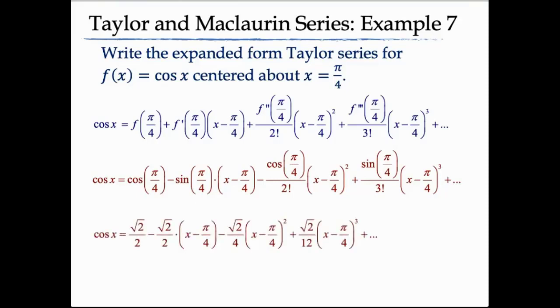And so we get, once again, radical 2 over 2 minus radical 2 over 2 times x minus pi over 4 minus radical 2 over 4 times x minus pi over 4 squared plus radical 2 over 12 times x minus pi over 4 cubed plus and so on. And so that's very difficult for us to come up with a summation that's going to represent this, which is why we want to write this in expanded form.